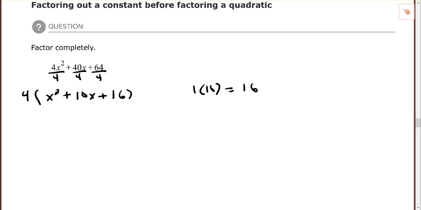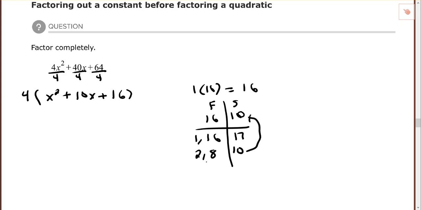So I want factors of 16 that give me a sum of 10. So what you're thinking is, is there anything I can multiply to get 16 that also adds up to be 10? So we know both factors have to be the same sign as each other because I have a positive product here and my sum is positive 10, so we know that they both have to be positive. So 1 and 16, 17. 16 divided by 2 is 8, 2 plus 8 is 10. Ding, ding, ding, that's what I needed.